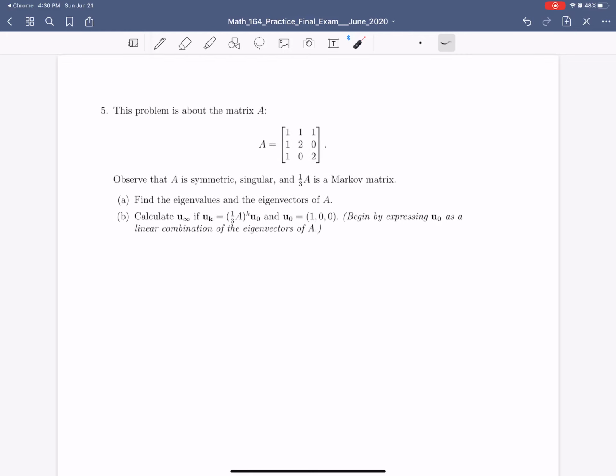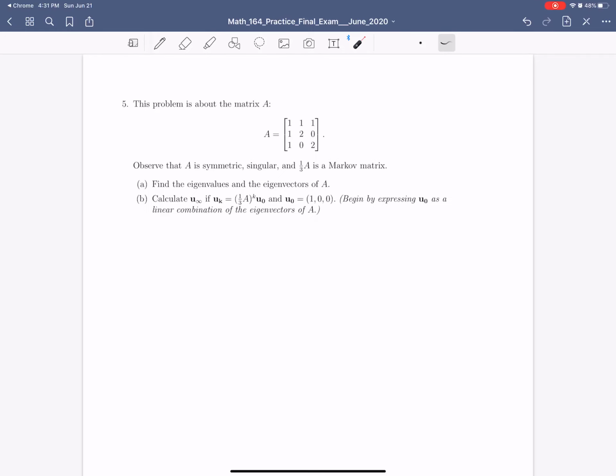Problem number 5. So we have the matrix A, which is nice and symmetric. And we are told, observe that A is symmetric, singular, and one third of A is a Markov matrix. So what does that mean for us? Well, it means that if we add all the terms in each column, we're going to get threes everywhere, which is indeed the case.